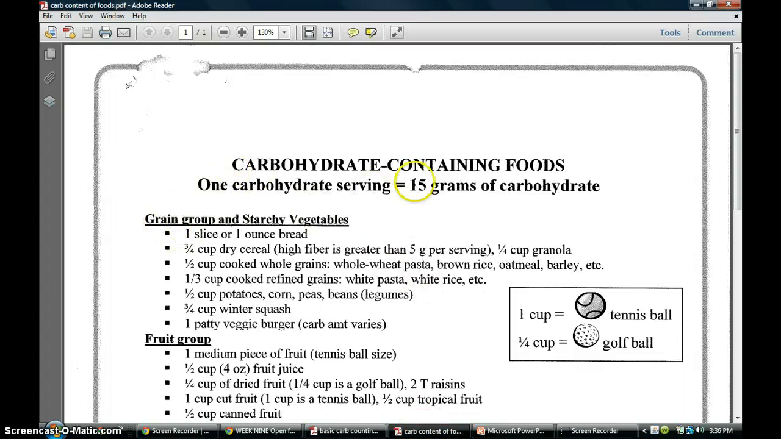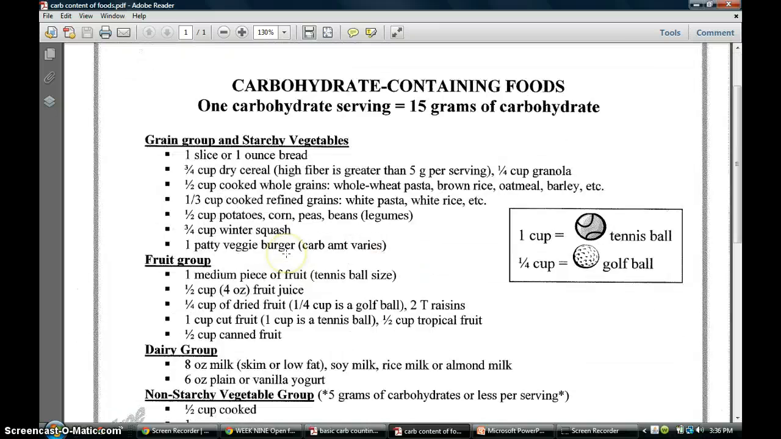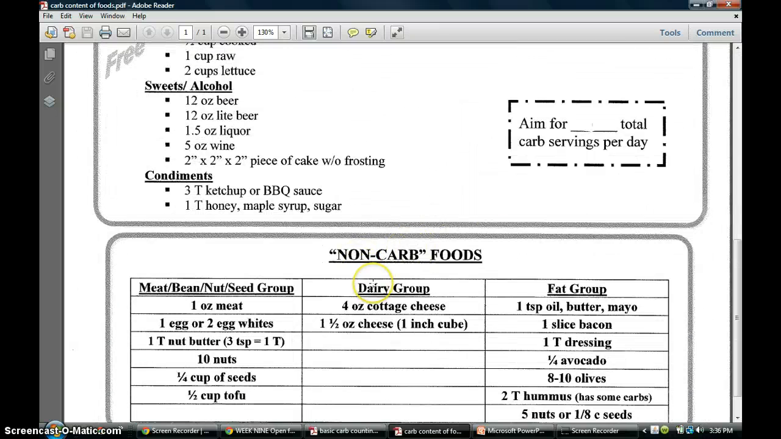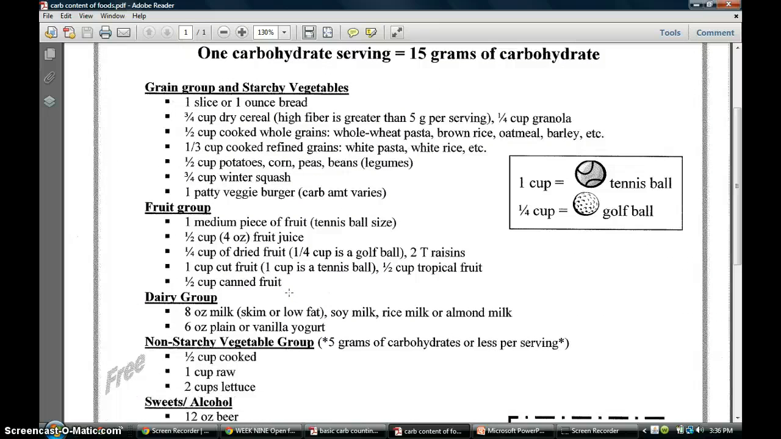Carb content of food. One of these servings equals about 15 grams of carbs. If you look down here, these are considered non-carb foods, mostly fatty foods, and you can look here, meats, things like that. I really would use this. This is what I have used in clinical practice. I really like this list and these documents much better than what I see in the book, and that's why I posted them there.